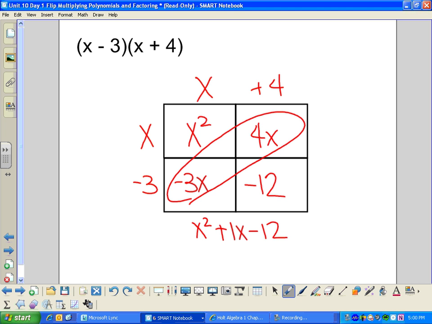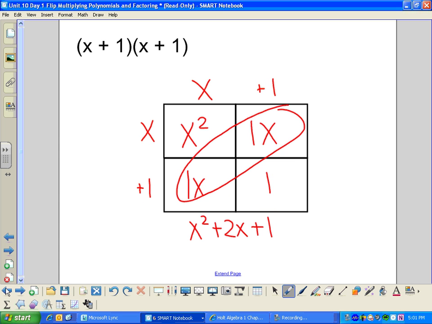Did you get what I got? Something I want you to start noticing as we're working these is that if I have a positive and a negative down here, I'm always going to get a negative in this spot. I'm going to go back a bit. I had a positive and a positive, so I have a positive in this spot.